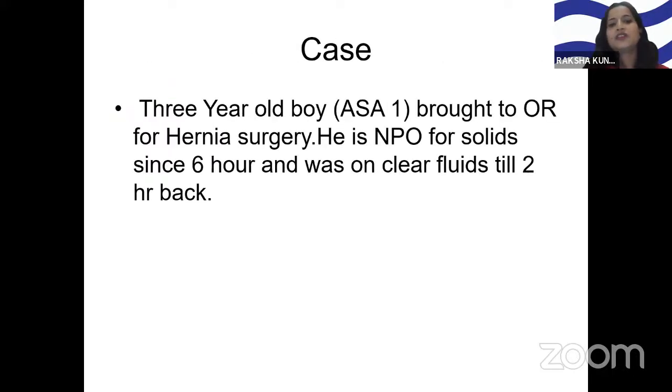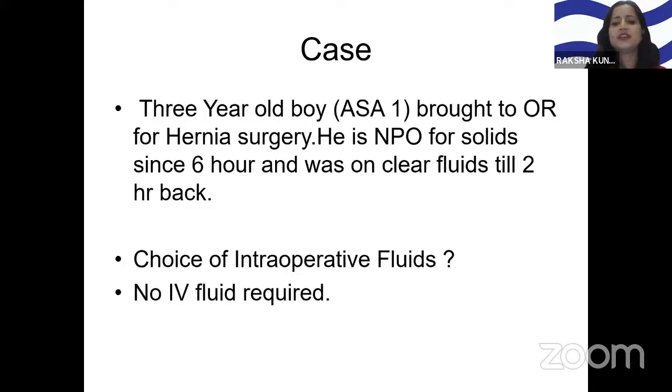For a case like a 3-year-old boy brought to my OT for hernia surgery, if he's NPO for solids for 6 hours and was on clear fluids till 2 hours back, then according to the guidelines, there is no need for IV fluid. So if you wish to give IV fluid, then you can give Ringer lactate at the maintenance dose only. Otherwise, there is no need of giving IV fluid to such a patient, because he will resume orals as soon as possible.